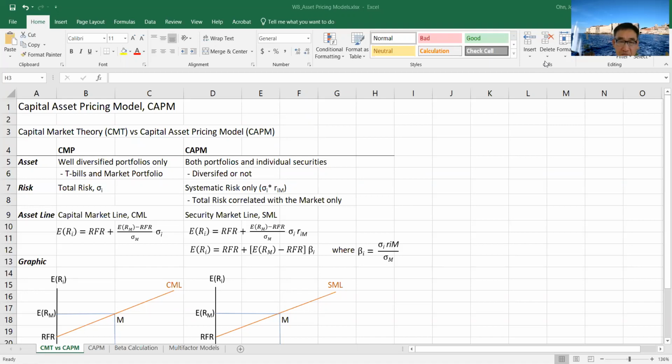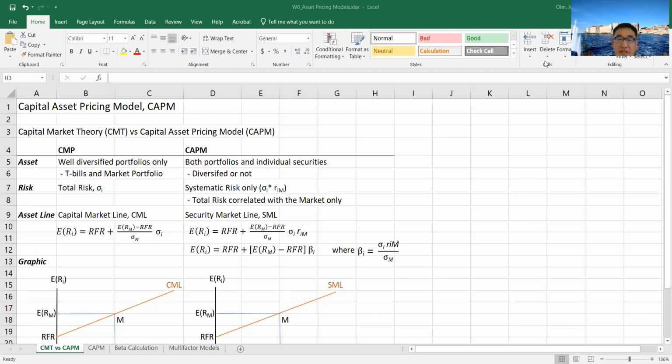First, when we discussed capital market theory last time, we talked about the portfolio of T-bills, risk-free assets, and the market portfolio. As you know, the market portfolio is the portfolio that includes all risky assets in the market. That's the theoretical definition. So when you talk about the asset in capital market theory, we're talking about a very well diversified portfolio, right?